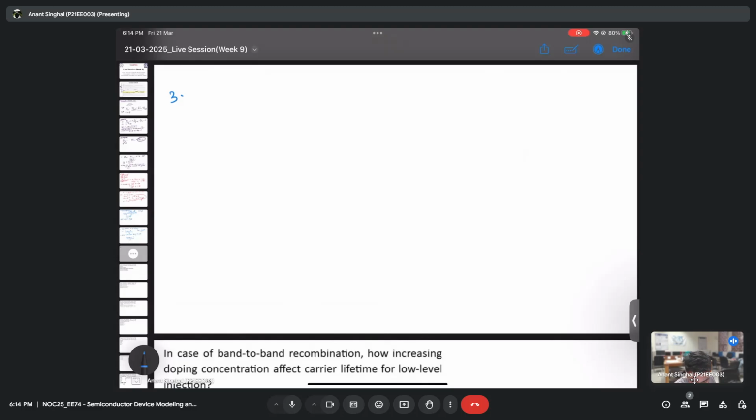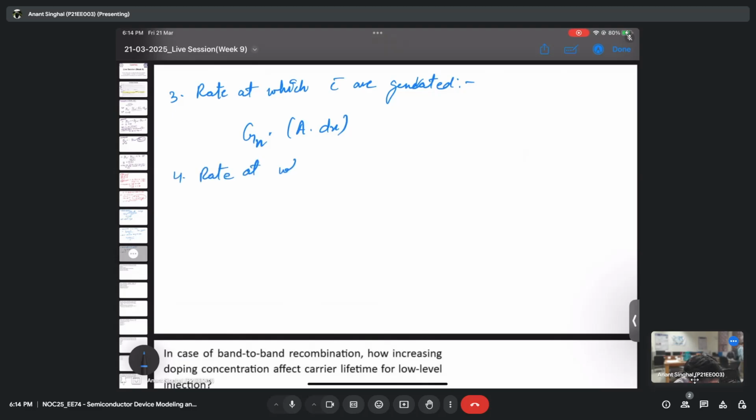So what else can be there? Now the electron generation and recombination can happen. The rate at which electrons are generated is the generation rate multiplied by the volume. Similarly, the rate at which electrons are recombined is R_n A dx. So now the net rate.